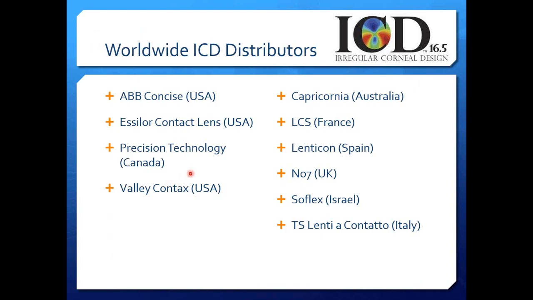Now, the ICD is distributed throughout the world. Here's some of the distributors. I know we have people on board here tonight that are in Europe, in Australia, and throughout the globe. So if you happen to be an American practitioner, you can see there's a number of labs in the US. In Canada, Precision Technology is the ICD distributor. In Australia, it's Capricornia, LCS in France, Lenticon in Spain, Number 7 in the UK, Soflex in Israel, and TS Lenti in Italy.